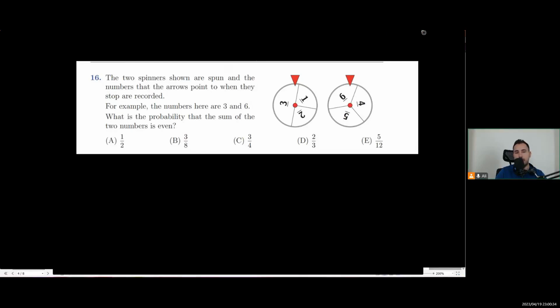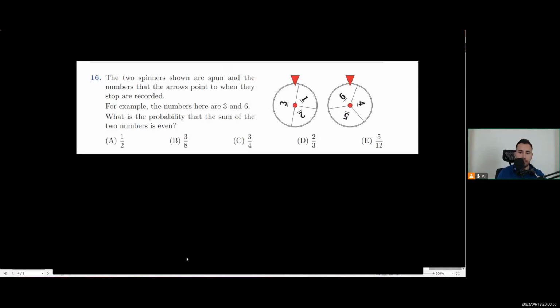The two spinners shown correspond to the numbers that the arrows point to when they stop, and are recorded. For example, the numbers here are 3 and 6. What is the probability that the sum of the two numbers is even?